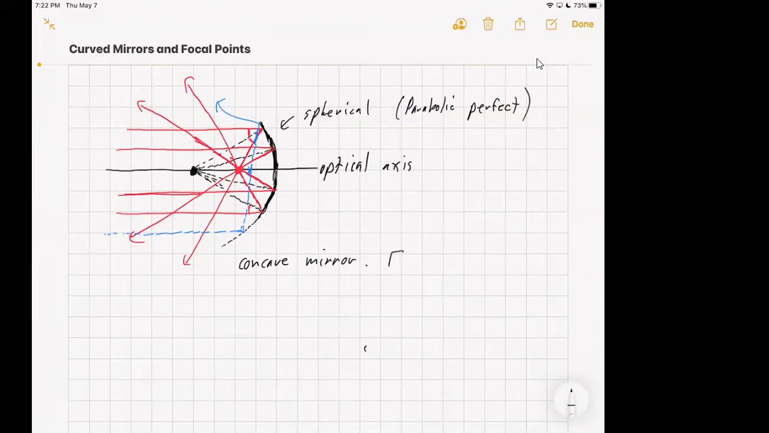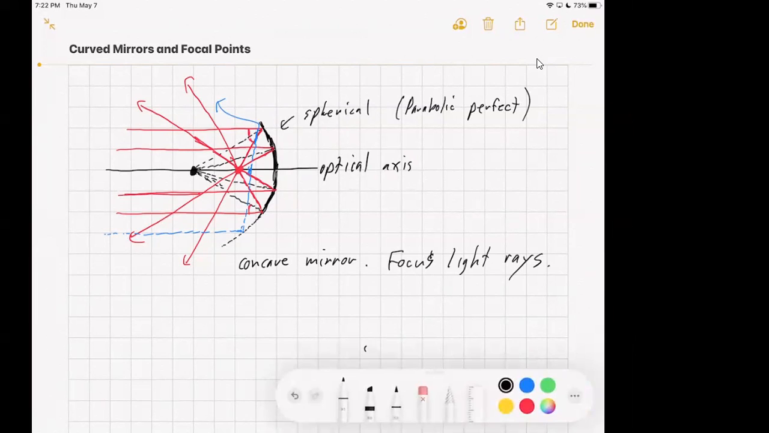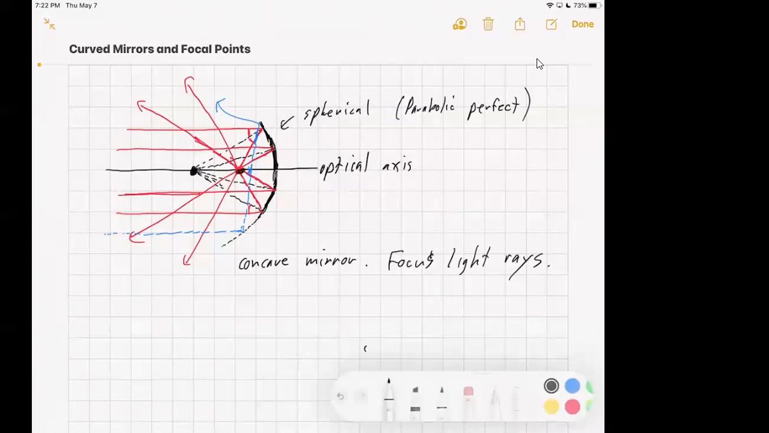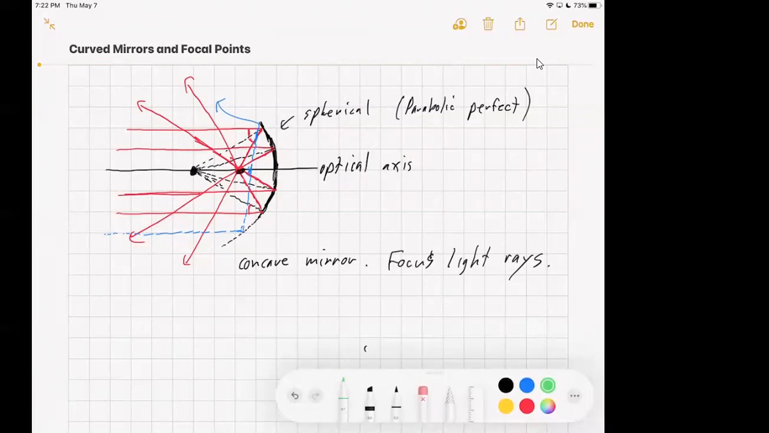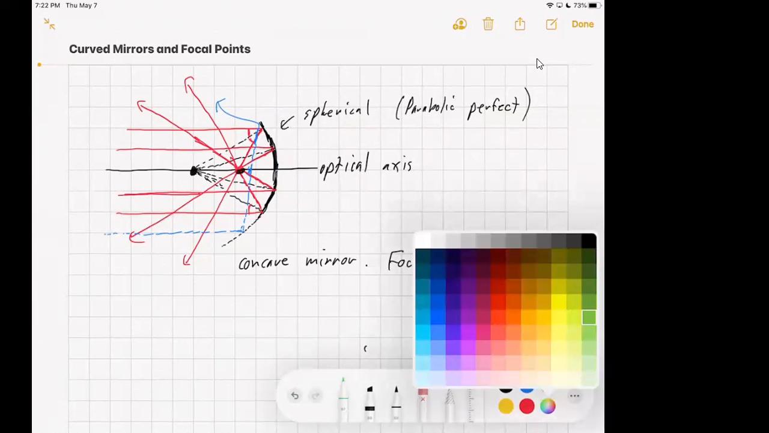All right, and it will focus the light rays, so that it can actually make them pass through a focal point, or at least near it. All right. Now, with a little bit of geometry, we can show that this focal point, let me put this in green.